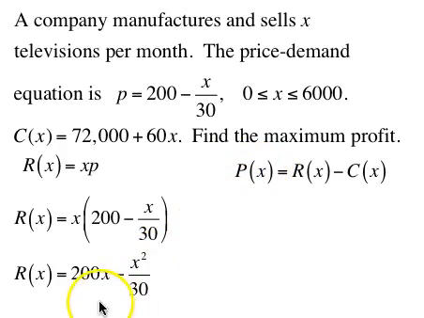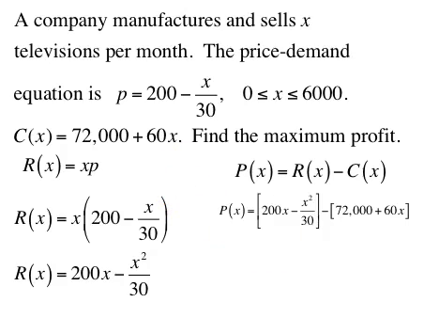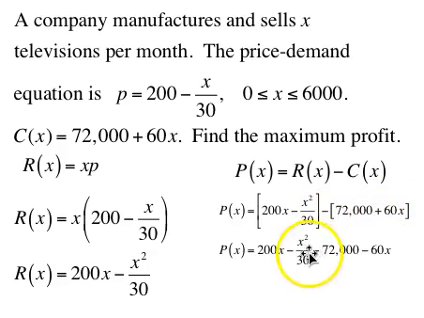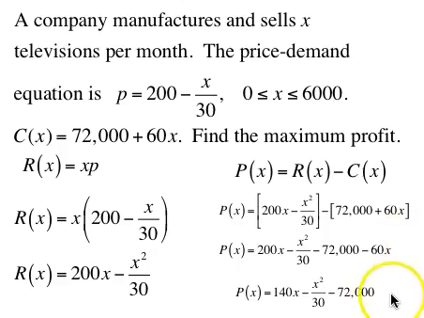So our profit function will be the revenue function, 200x minus x squared over 30, minus the cost function, 72,000 plus 60x. We've got to be careful with the distribution of the negative sign. It will be minus 72,000 minus 60x as we distribute this negative over both of those pieces of the cost function. And then 200x minus 60x is just 140x with like terms. And the rest, of course, is minus x squared over 30 minus 72,000. So we have a profit function as a function of x. We'll take its first derivative to find the critical values and then determine if our value is indeed a maximum.